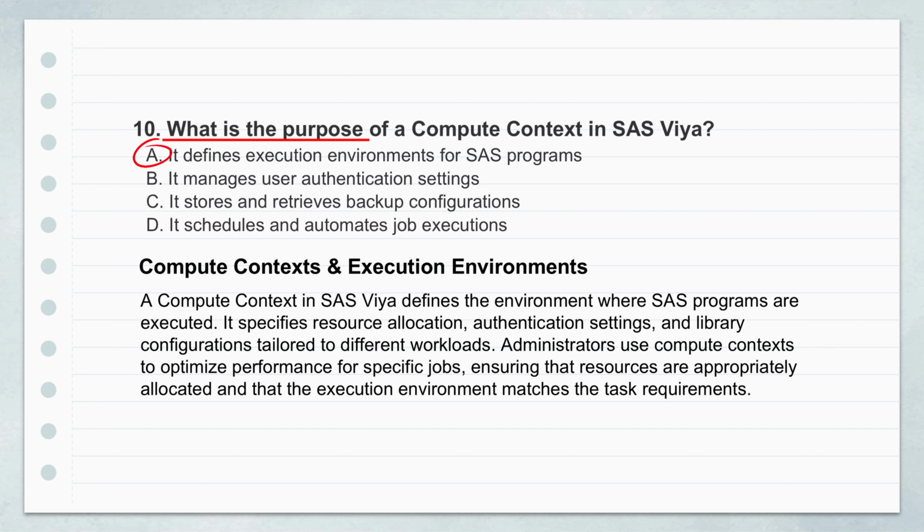So for a memory-intensive task, you could define a compute context with a larger memory allocation. Or maybe for a task requiring specific data libraries, you can ensure those are included in the context. It's about having the flexibility to optimize the environment for each job. Exactly. It allows for efficient and tailored execution of your SAS programs based on their specific needs.